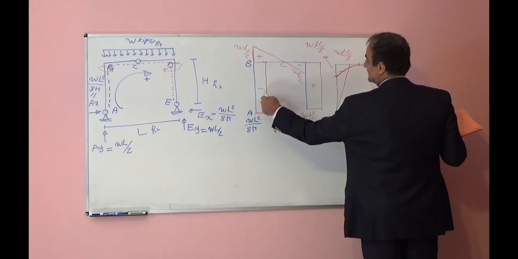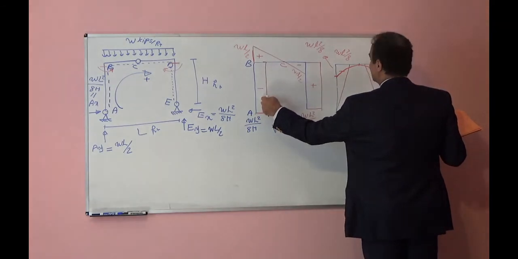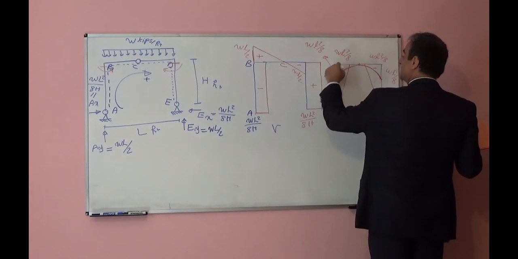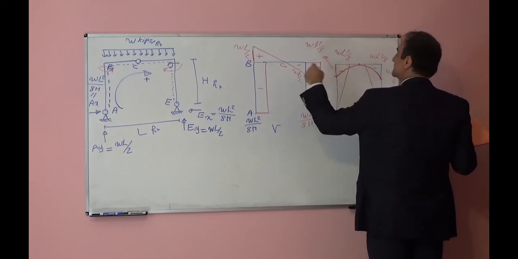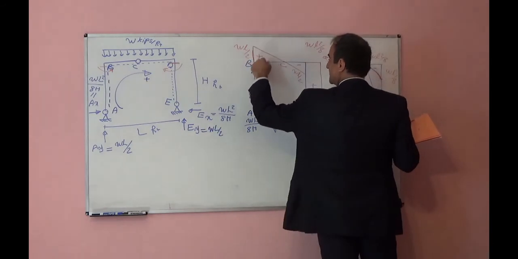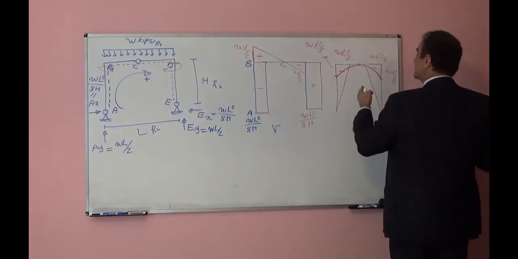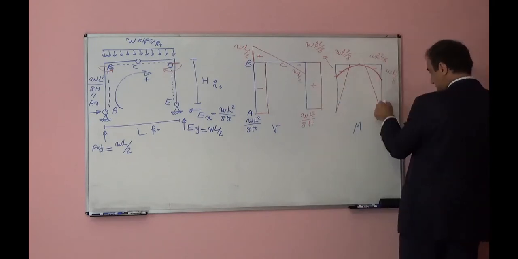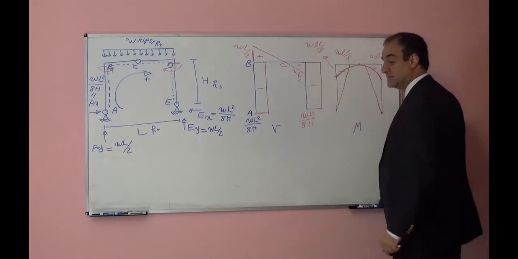If moment is decreasing, shear should be negative. Negative gets smaller, it means it gets bigger. If moment gets bigger, shear should be positive. Moment gets smaller, shear negative. Moment gets bigger, so it is positive.